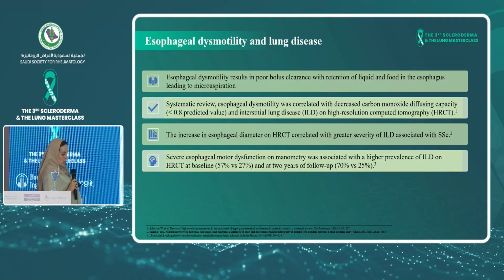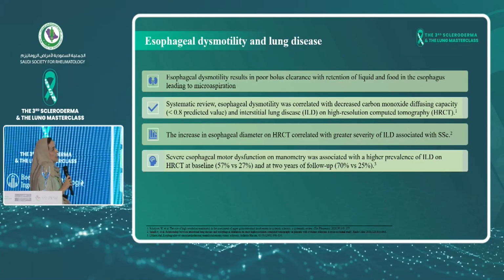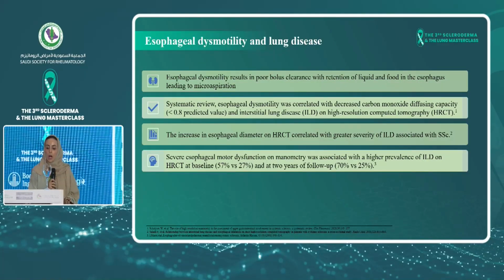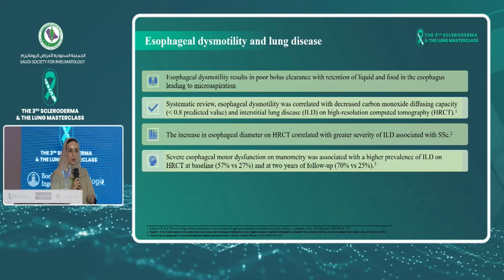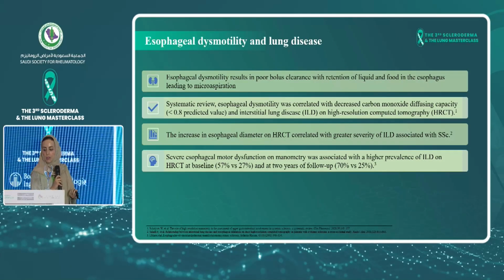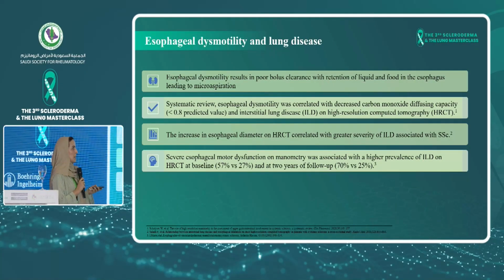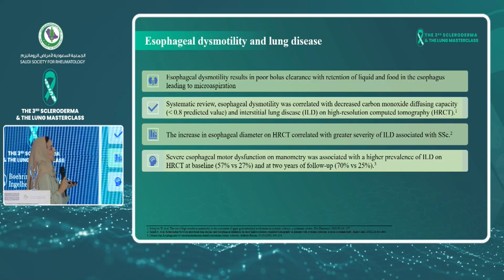All right, so what's the relation between esophageal dysmotility and lung disease? So esophageal dysmotility, as expected, will result in poor bolus clearance with retention of liquid and food in the esophagus that leads to microaspiration. There is a systematic review that showed that esophageal dysmotility was correlated with decreased carbon monoxide diffusing capacity and interstitial lung disease on high-resolution CT.